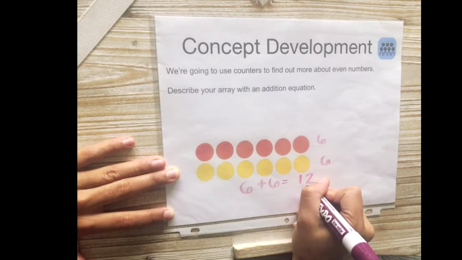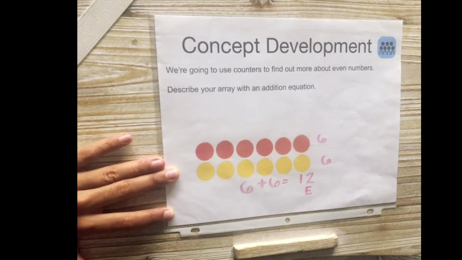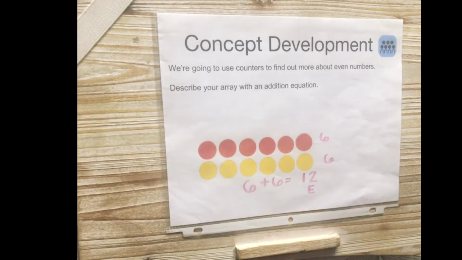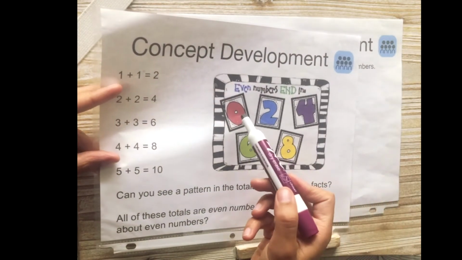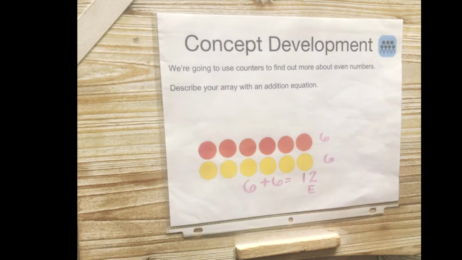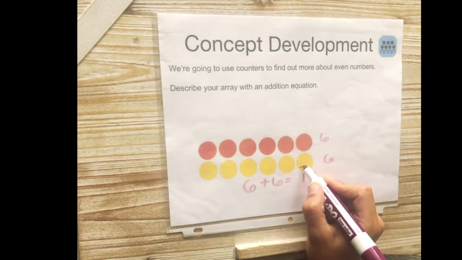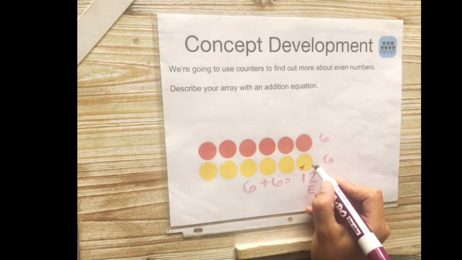And 12 is an even number. So I'm going to put a small e there. Remember what we just learned. All even numbers always end in 0, 2, 4, 6, 8. And if we look at the ones in the number 12, I'm going to put a T here for tens and an O here for ones.